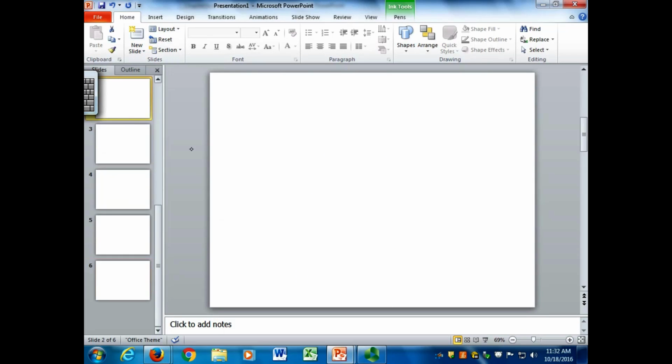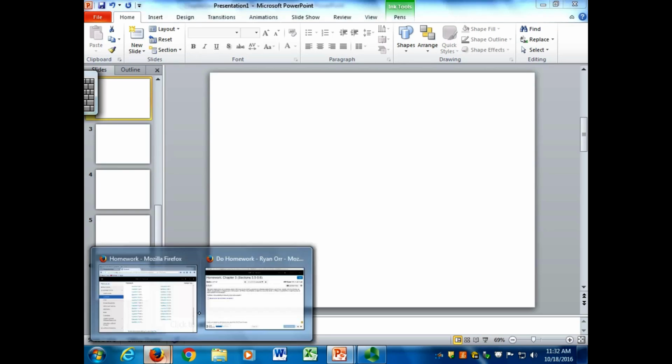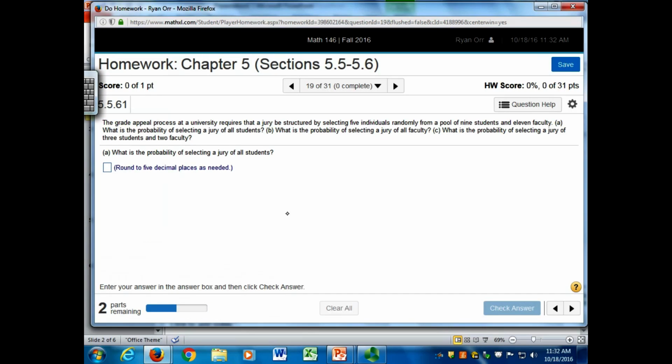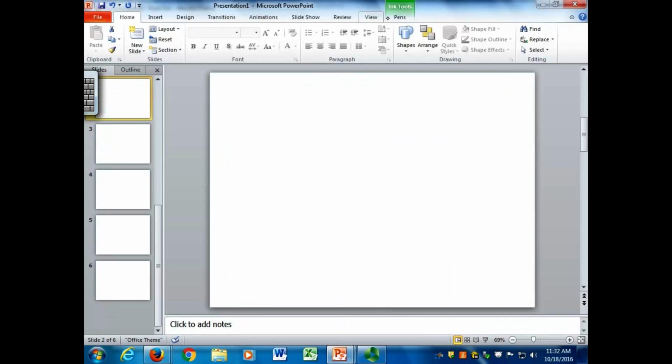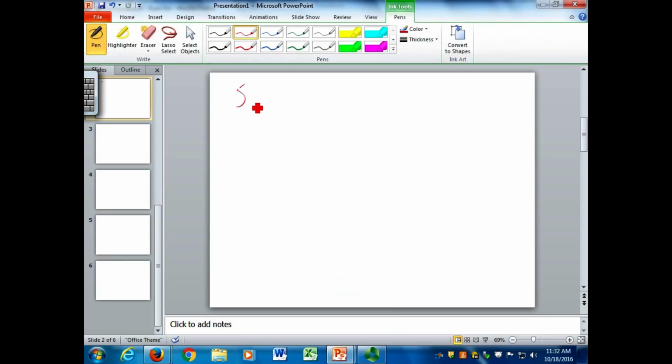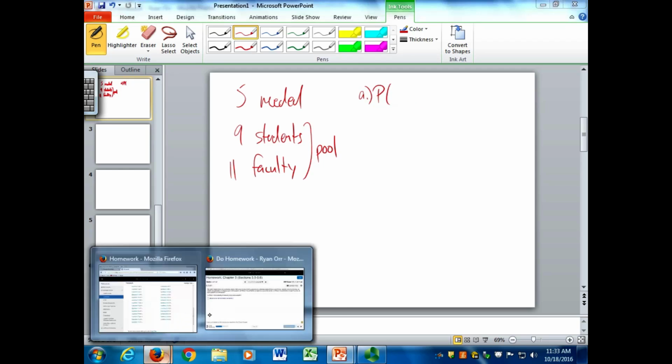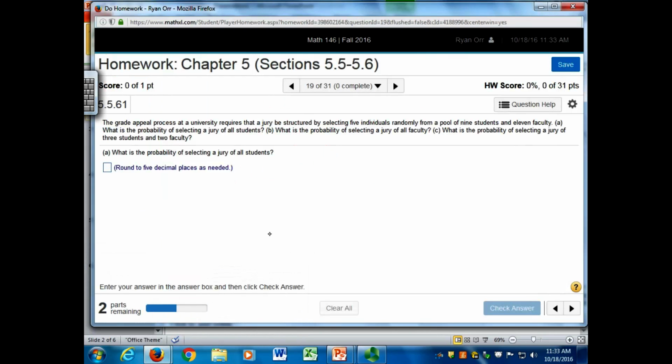So let's see here. What was the setup here? What was the numbers? In mine in particular, we needed 5 people, 9 students, 11 faculty. 5, 9, and 11. So it's 5 needed. The pool was 9 students and 11 faculty. So this is our pool to get from. Now, if you just look at part A, it wants to know what's the probability. I think A was all students. So A was what's the probability that you get all students.